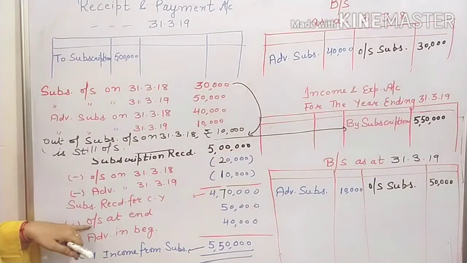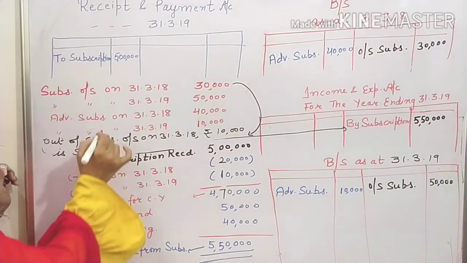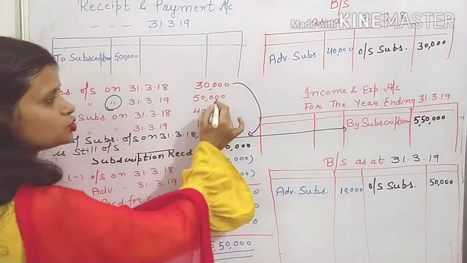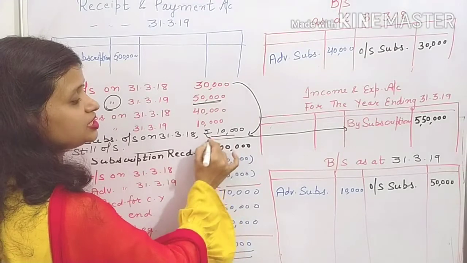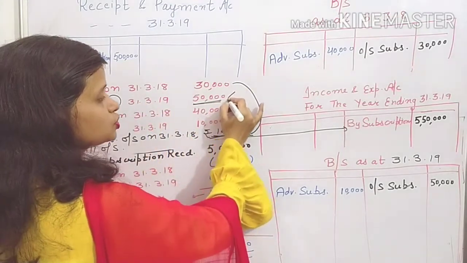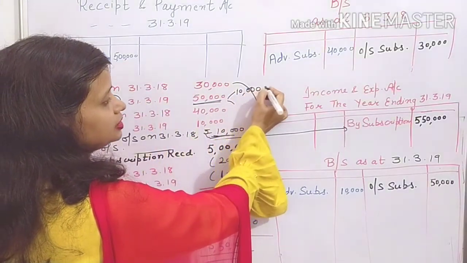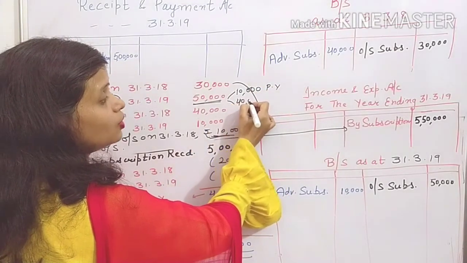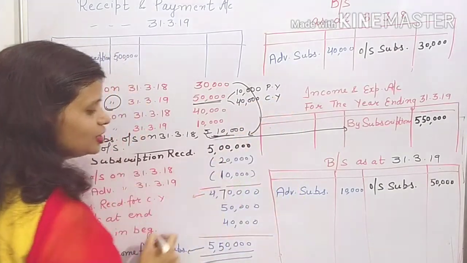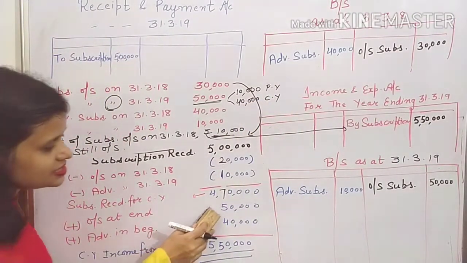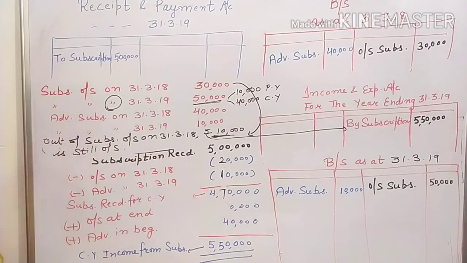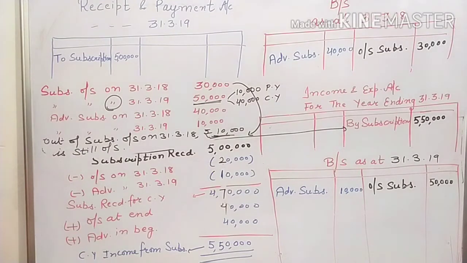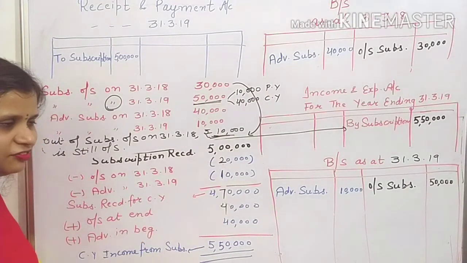Now, outstanding at the end. Total outstanding is 50,000, and out of this, 10,000 still relates to the previous year. So 10,000 is outstanding for the previous year and 40,000 will be outstanding for the current year. So current year outstanding subscription will be 40,000. Now, what will be your result? Again, the result will be the same, 5,50,000.